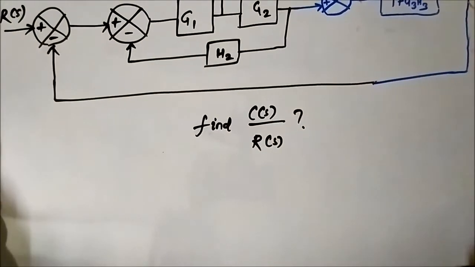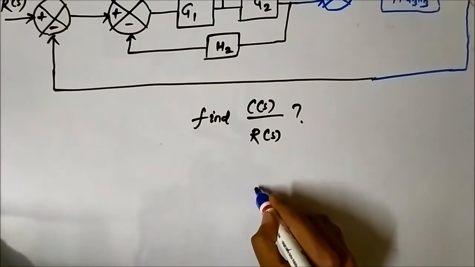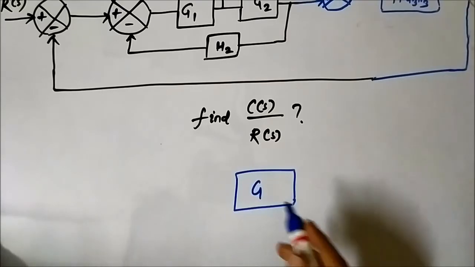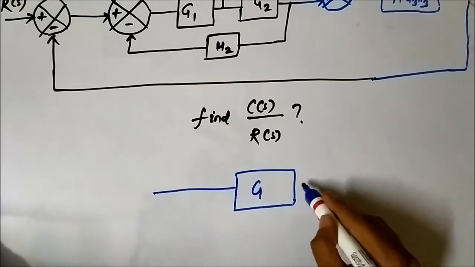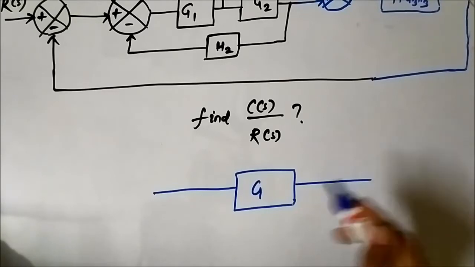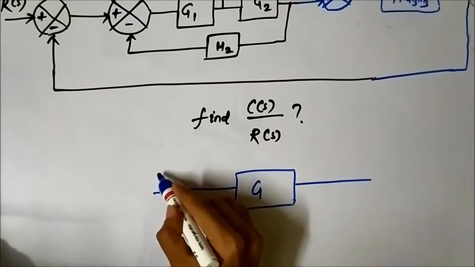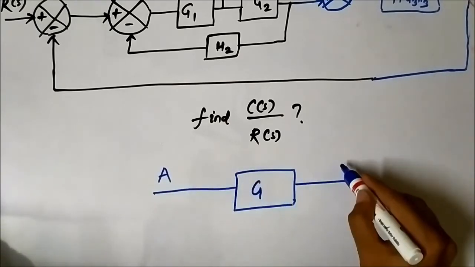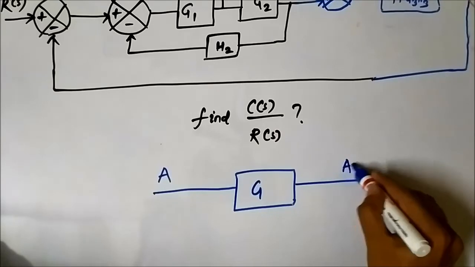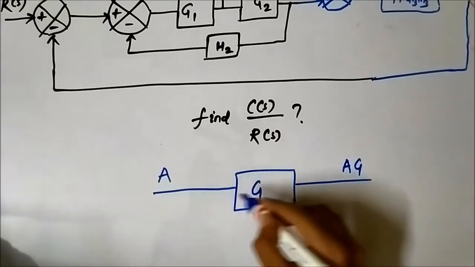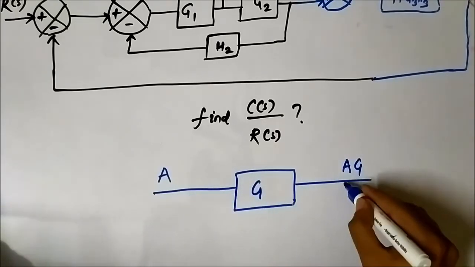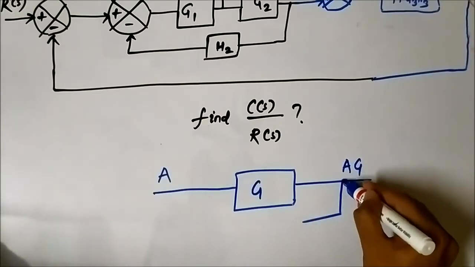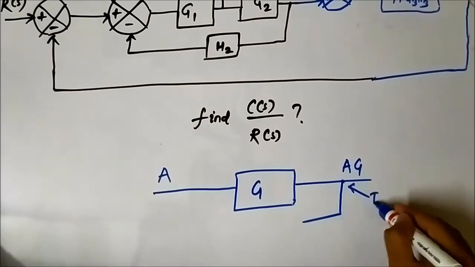See, suppose we have a block, let's say it has a value G. This is the input, this is the output. Let the input signal be A. So the output will of course be A into G, it will be multiplied with the gain G, so the output is AG. Suppose we take a signal from here, the value will be AG. This point is called the takeoff point.